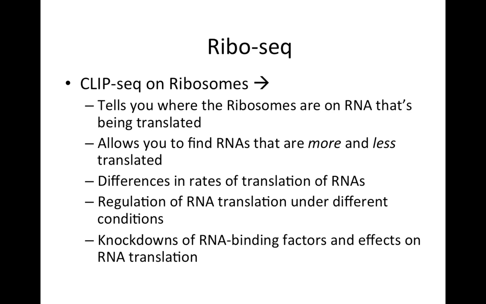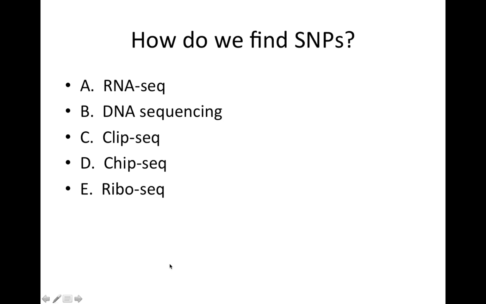We can also do it if we want to figure out where the ribosomes are binding, to look at rates at which different mRNAs are being translated. We can do something called Ribo-seq, which is similar to CLIP-seq. This tells you where the ribosomes are binding. This allows you to find RNAs that are more efficiently and less efficiently translated. Then we can look at differences in rate of translation, regulation of translation, and how knockdowns of different RNA binding proteins affect RNA translation.